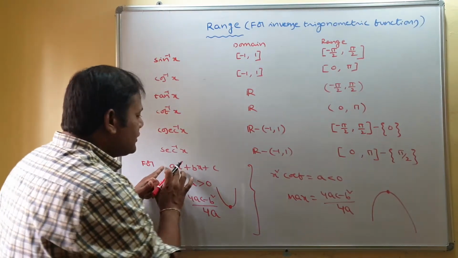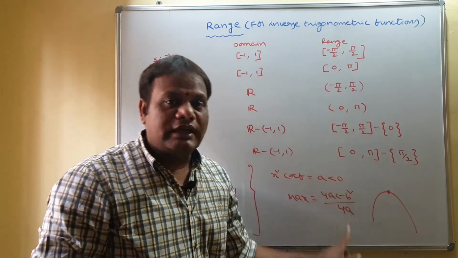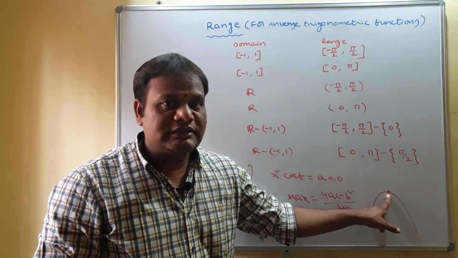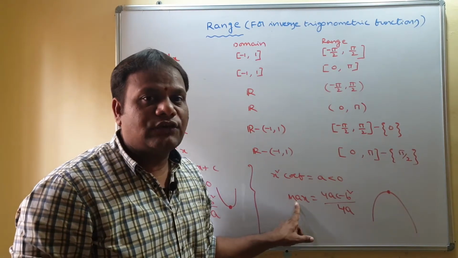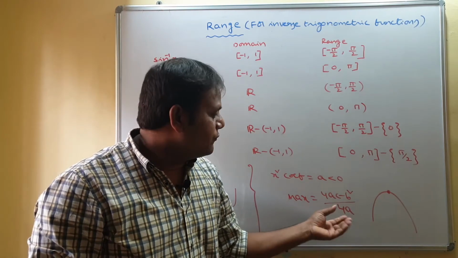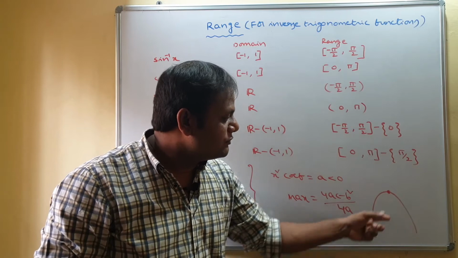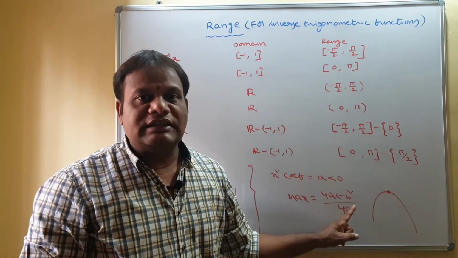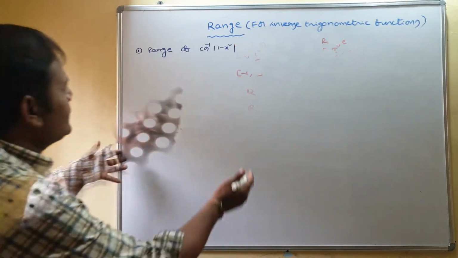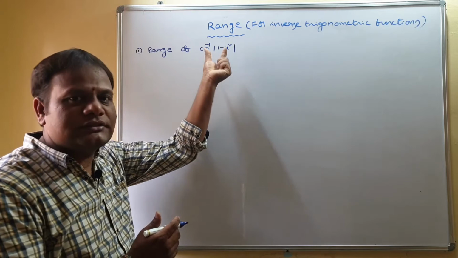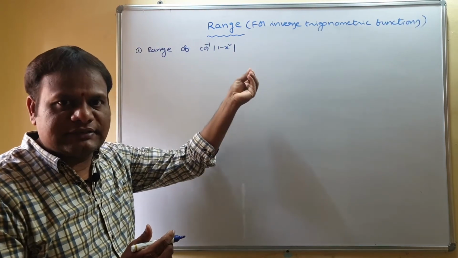And if x square coefficient is negative, then it is open downward parabola. What will exist? Maximum exists, and that maximum value is what? 4ac minus b square by 4a. And what about the least value? It is going down, so least value approaches to minus infinity. Is it clear? Coming to first one, we have to find range of cos inverse mod 1 minus x square.